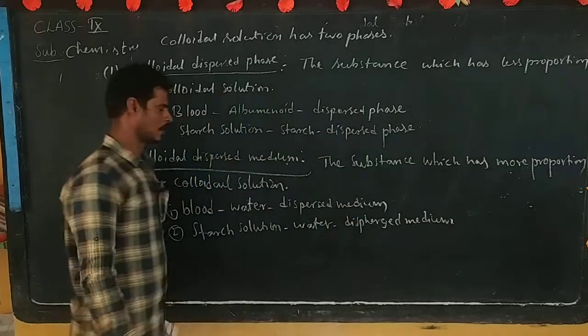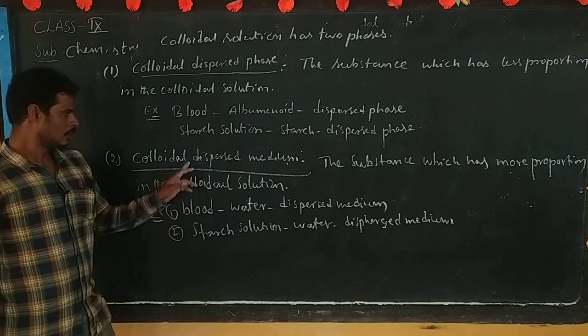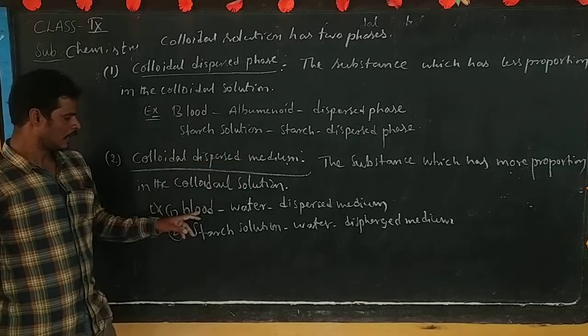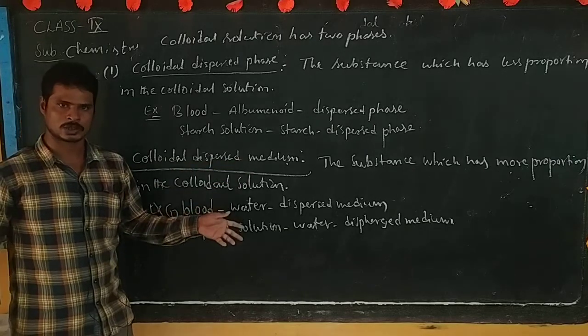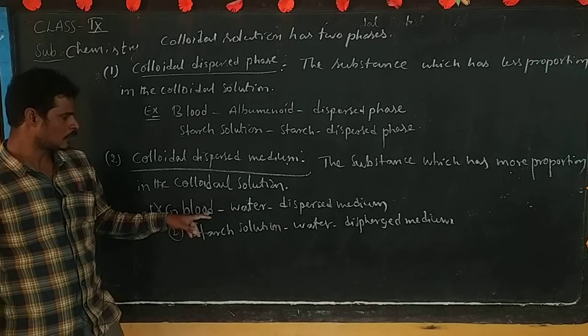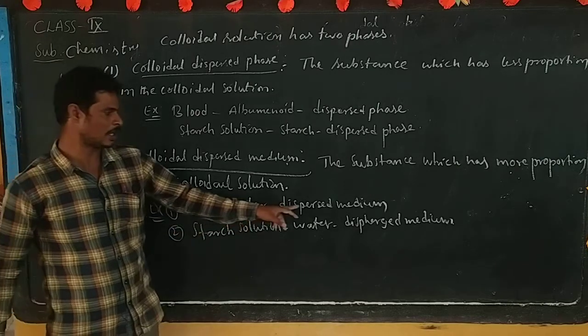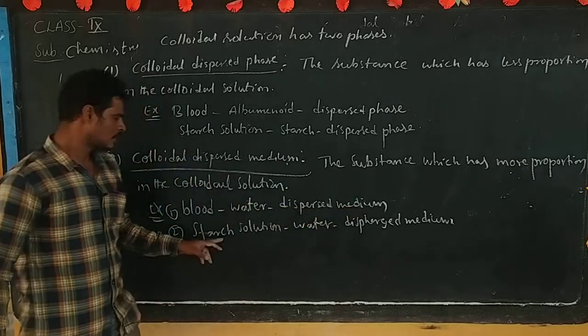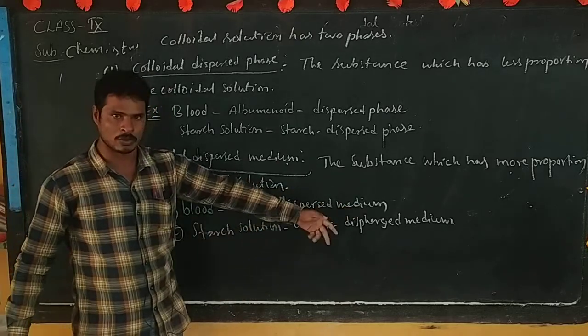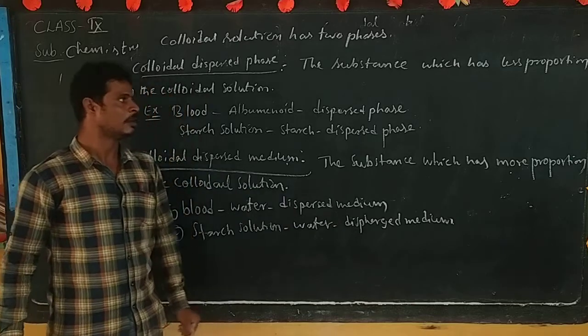So, dispersion medium. Blood and starch solution are examples of colloidal solution. In these colloidal solutions, water is present in more amount. Blood contains more water, that's why we call it the dispersion medium. Starch solution contains more water, that's why we call it the dispersion medium.